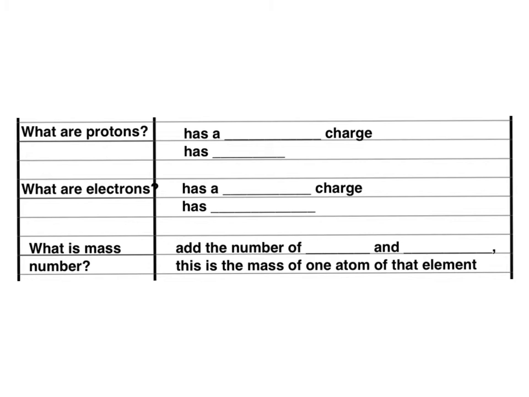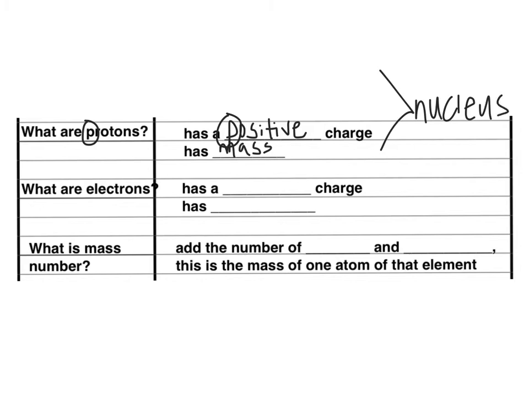Number 3, what are protons? Protons have a positive charge, P and P. That's how you can remember that. There's a P here, there's a P here. A positive charge, and it also has mass. Both of those are in the middle. That is called the nucleus.